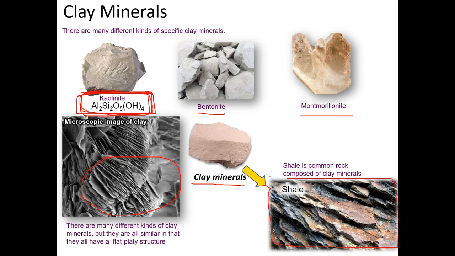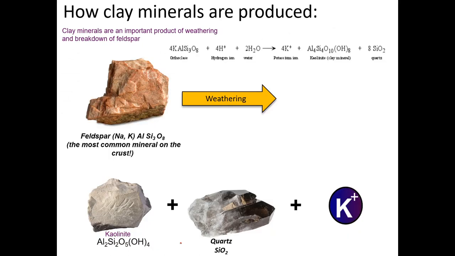And you'll notice, do you guys see the relationship between this image and this image? So again, it has this very sheet-like, flaky sort of atomic structure that ends up forming these very sheet-like, flaky sort of clay rocks called shale. Okay, many different kinds of clay, but they're all similar in that they have that flat, platey structure.